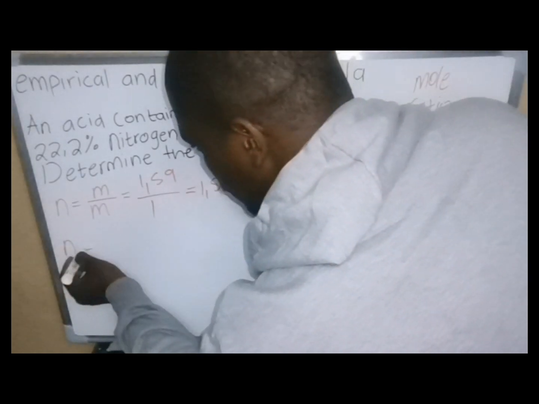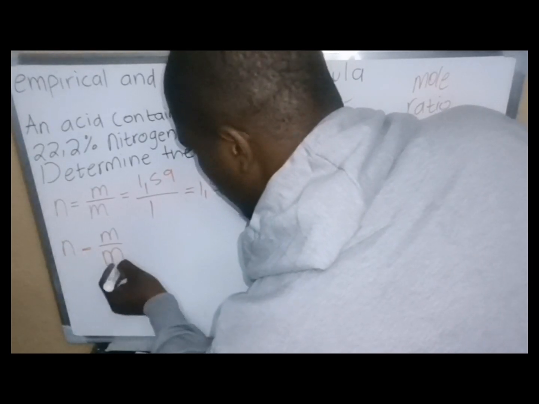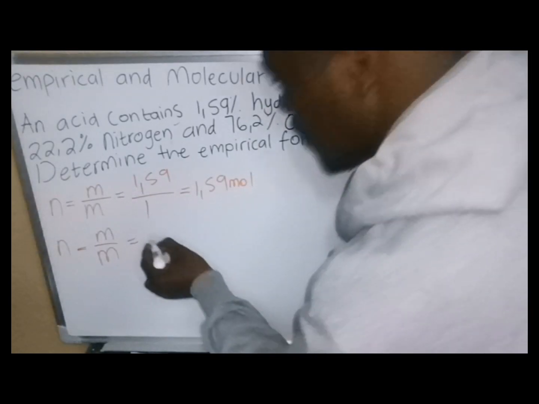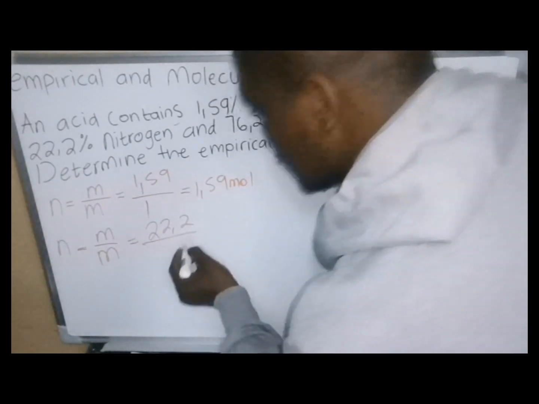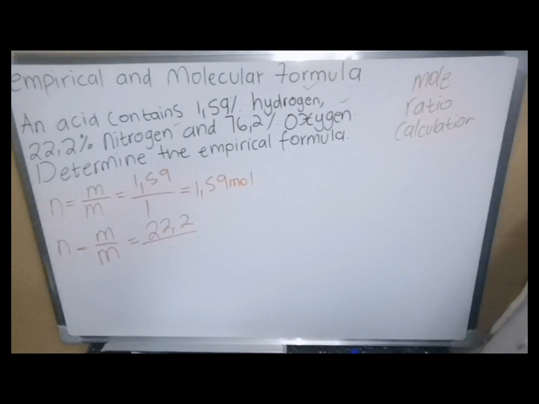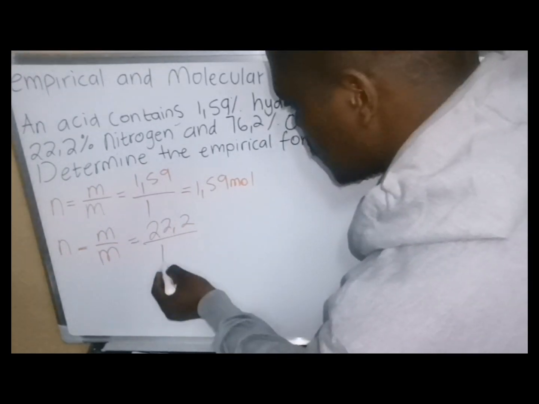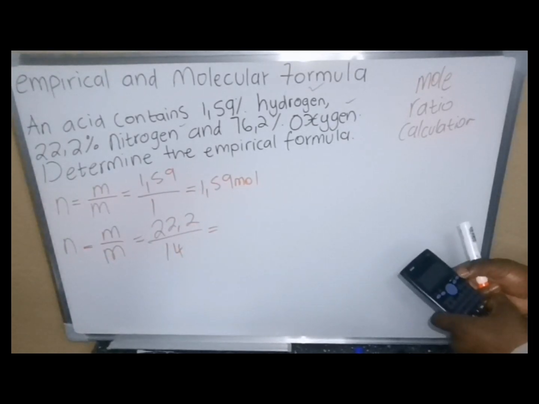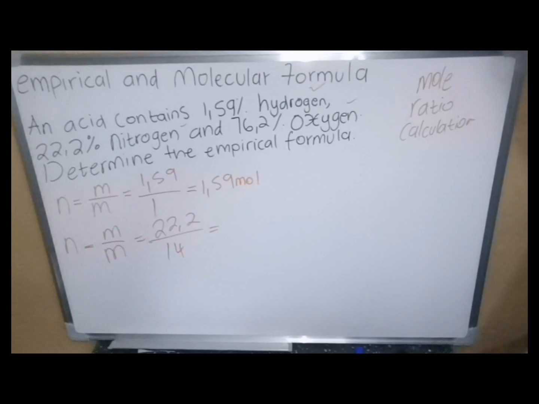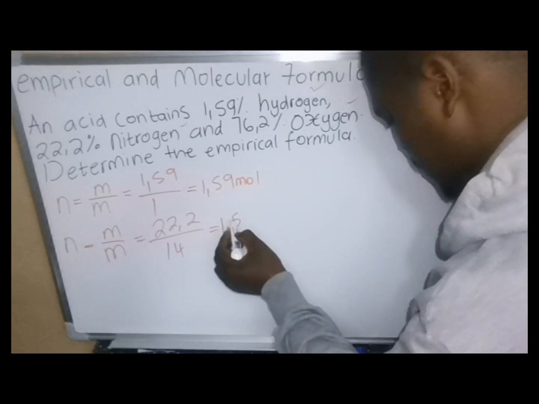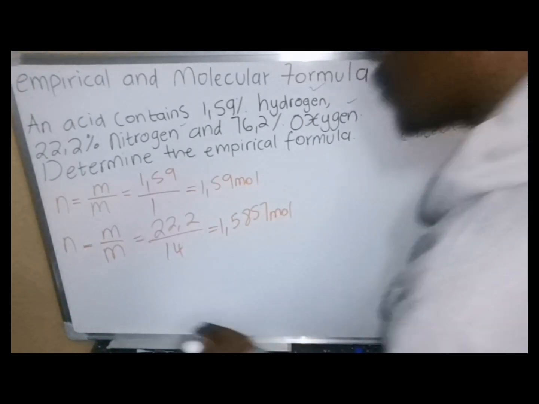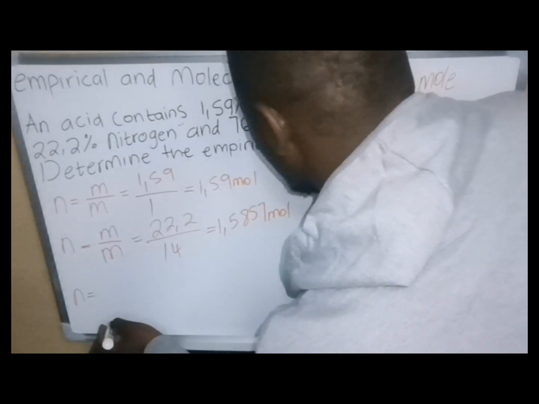What is the number of moles for the next atom, which is nitrogen? What is the mass of nitrogen? It's 22,2. 22,2 divided by the molar mass for nitrogen. Remember, molar mass is the atomic mass on the periodic table. What is the atomic mass for nitrogen? It is 14. Therefore, you press the calculator, 22,2 divided by 14. Then the answer there is 1,5857 mole.